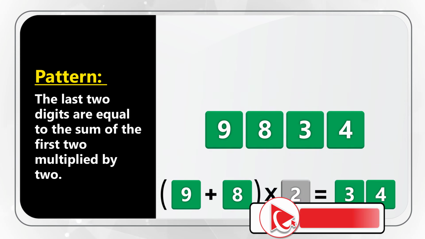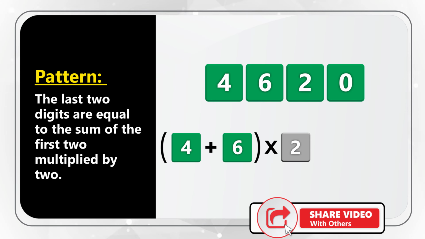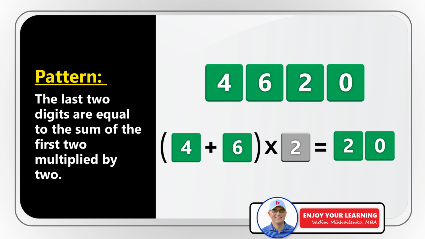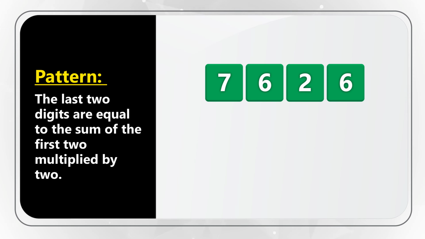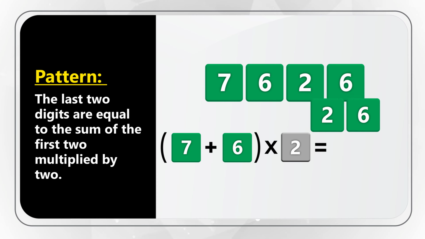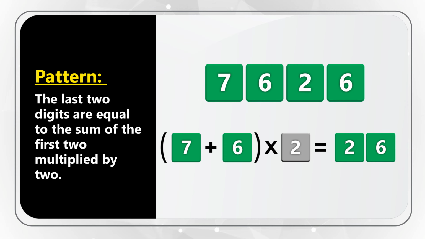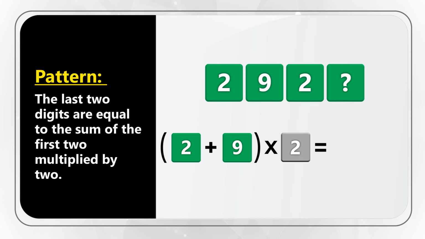Based on this logic, the third row would be 4 plus 6 in parentheses multiplied by 2, which would be equal to 20, which represents the set of numbers 4, 6, and then 20. And then the last row would be 7 plus 6 in parentheses multiplied by 2, which would be 13 multiplied by 2, which would be equal to 26. So the missing number would be calculated as 2 plus 9 multiplied by 2 equals 22. So the correct answer here is choice A, 2.